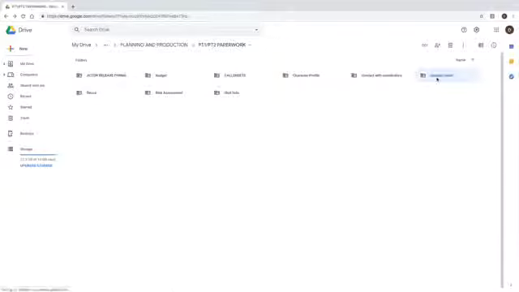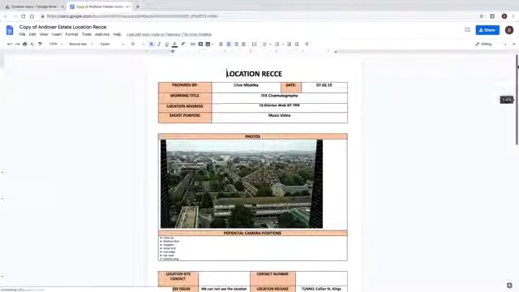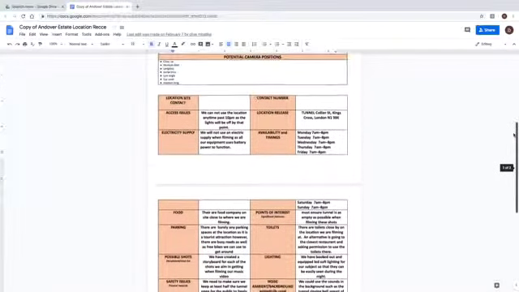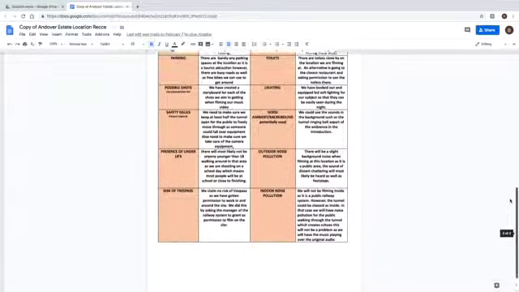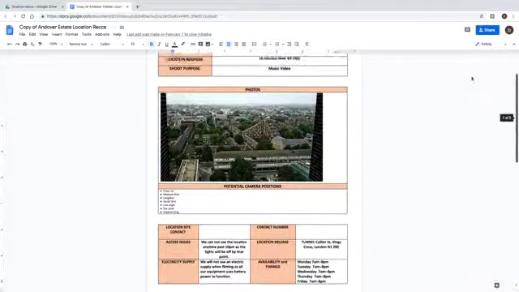I created a location recce to make sure I understood what was available in the area, what could be dangerous in the area, and how much time we'd have to film. So here you can see I filled out everything: safety issues, possible shots, lighting, noise, and it just really helped give me an idea on the test shots I could get before I go to shoot.